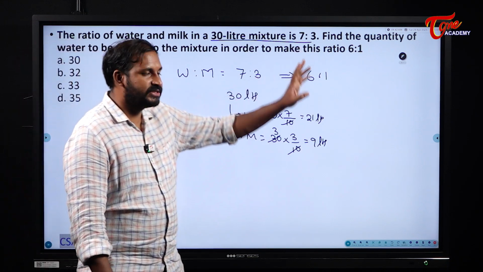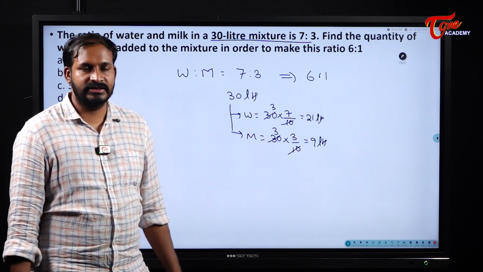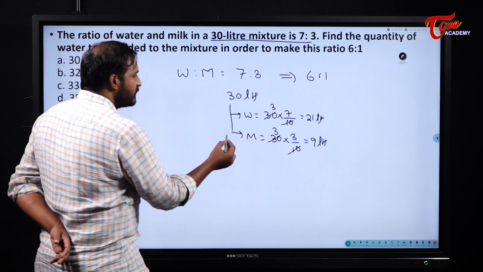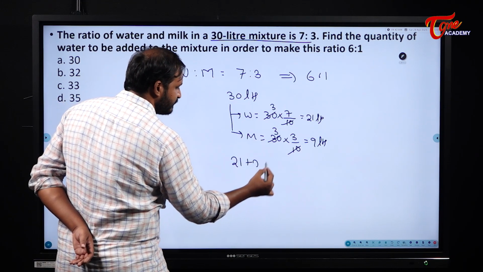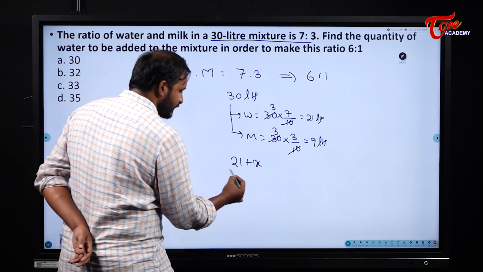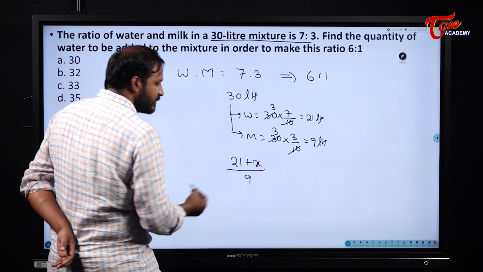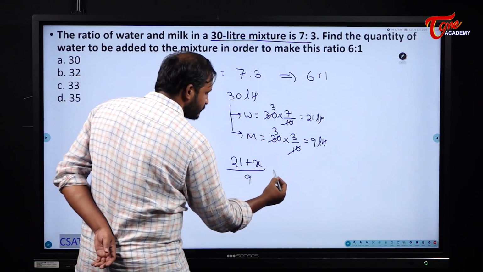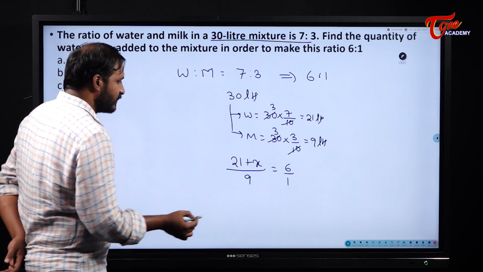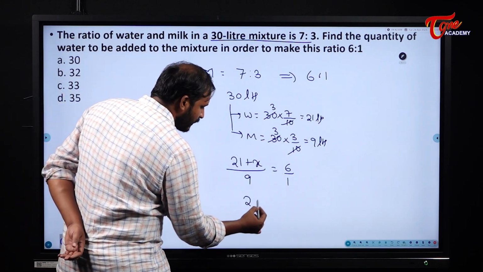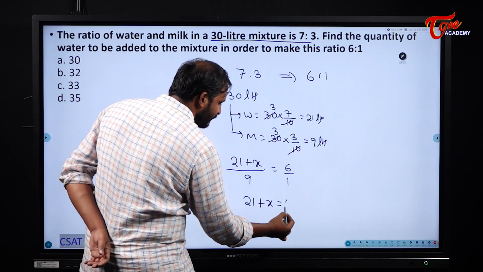Now this ratio should be changed to 6:1. That means what are you adding here? Water. So 21 liters plus X liters. We don't know how much water it is. X liters by, anyway milk remains the same, that is 9 liters. This ratio should be equal to what? 6:1. Now cross multiply it, what will you get? 21 plus X is equal to 9 6s are 54.